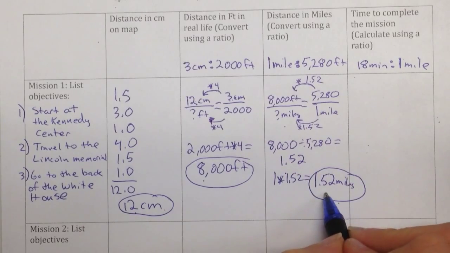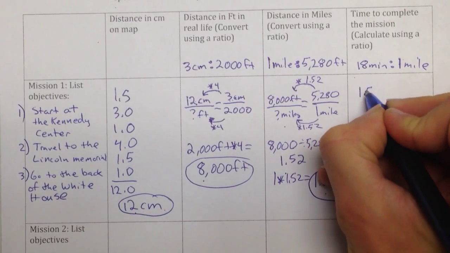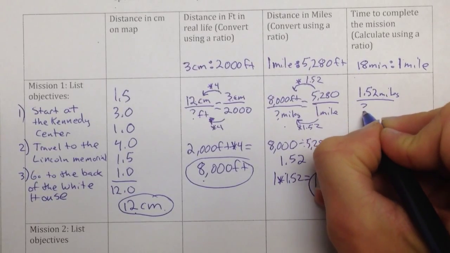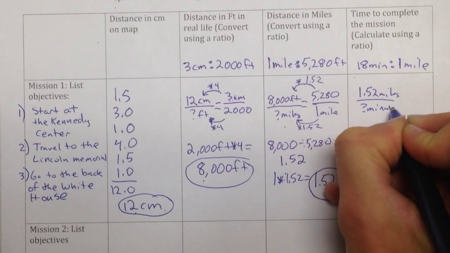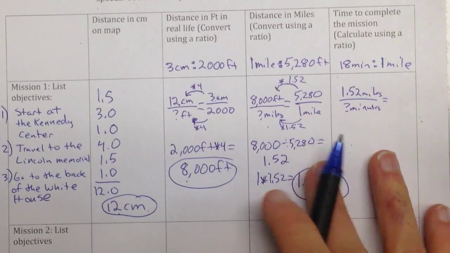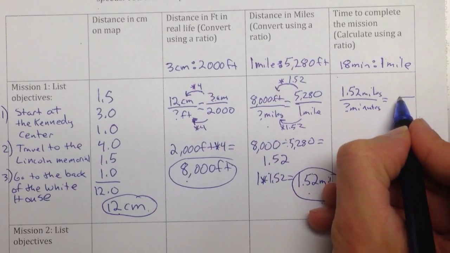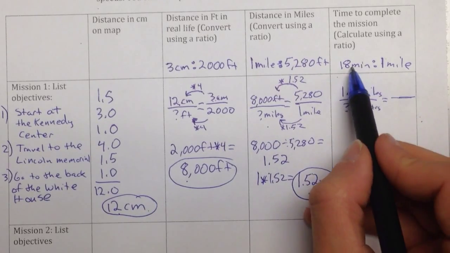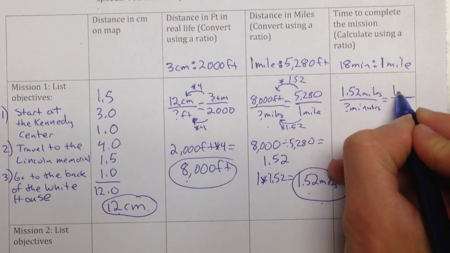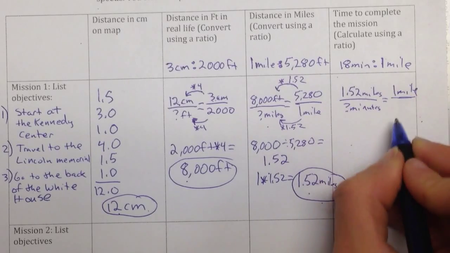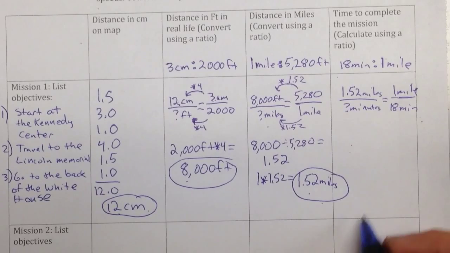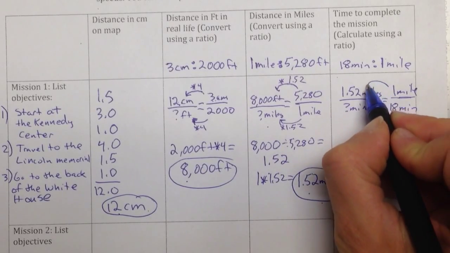So we had 1.52 miles. So I'm going to say 1.52 miles. I'm going to put it over, I want to know how many minutes. It's getting a little bit tight in here. And then I'm going to set it up with my ratio on the other side. Equivalent ratio. We've got 18 minutes and 1 mile. Miles on top, so I'm going to keep the miles on top, 1 mile. Minutes right there, so I'm going to match the minutes up on the bottom, 18 minutes.